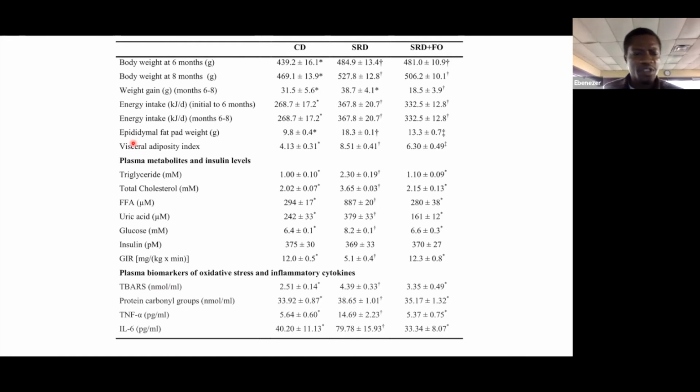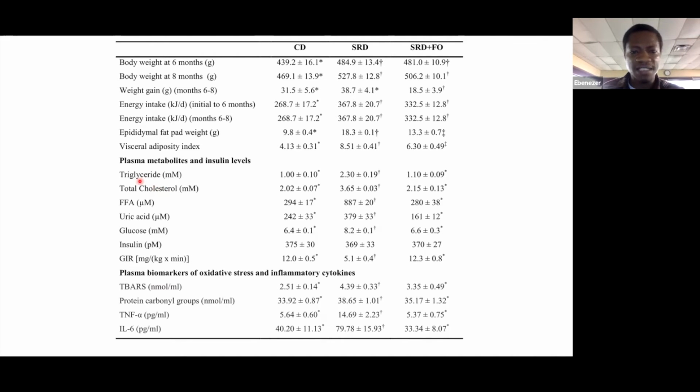Now, from the results of that particular study carried out on the Wistar rats, we realized that there is a control and then the sucrose-rich diet to induce insulin resistance, this is the group, and then those that were treated with fish oil. In this first stage of the experiment, which really focused on weight, we realized that the body weight was reduced compared to the sucrose-rich diet mice.